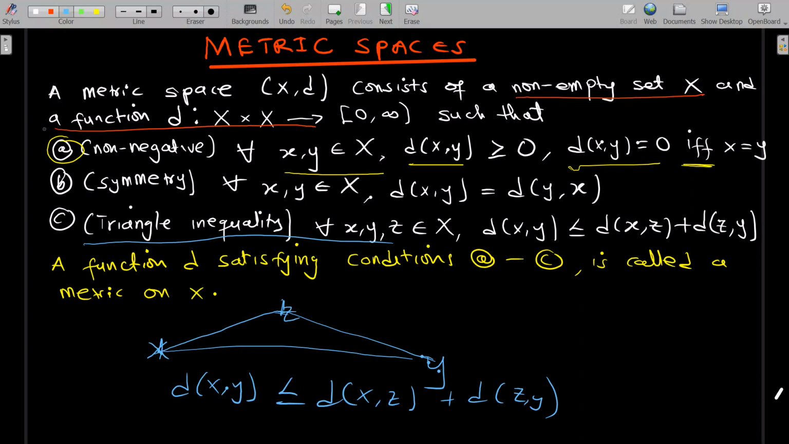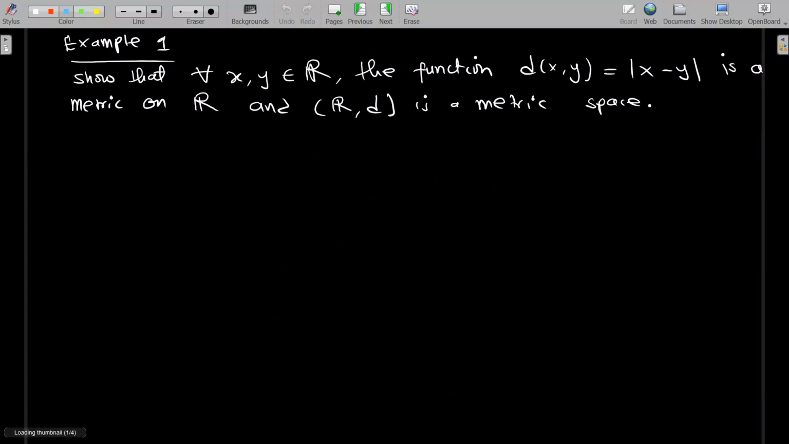So all these three conditions, you should always have them in mind. First, the metric or the distance between 2 points in a set is non-negative, greater than or equal to 0. The second one is symmetry: the distance between x and y is the same as the distance between y and x. The third one is the triangle inequality, which you should always have in mind. We are going to pick some examples and try to show that they are indeed metric spaces.